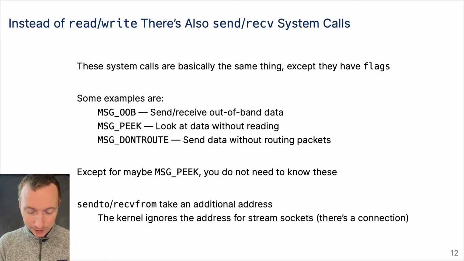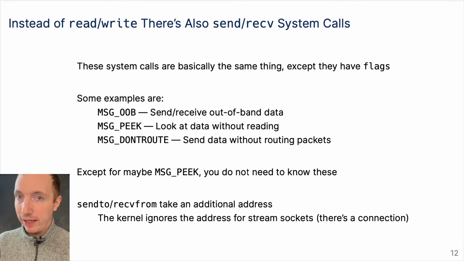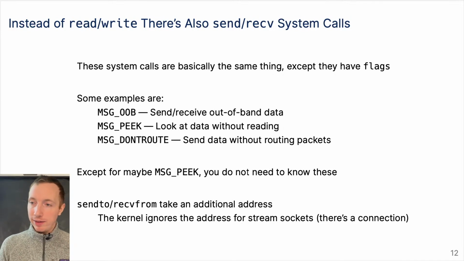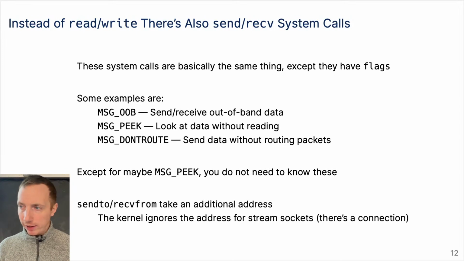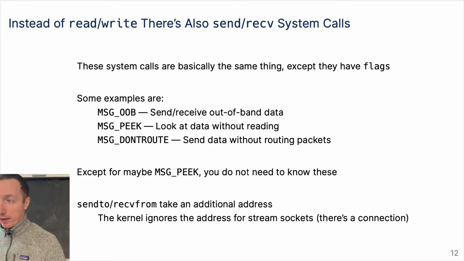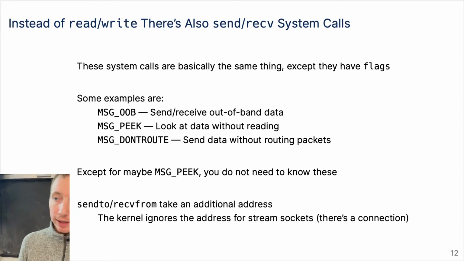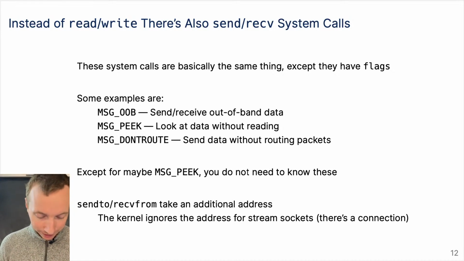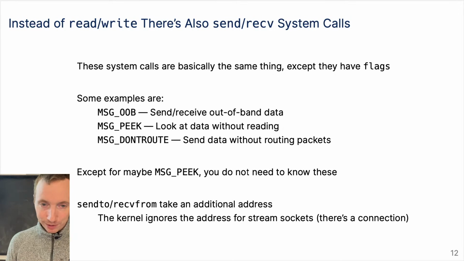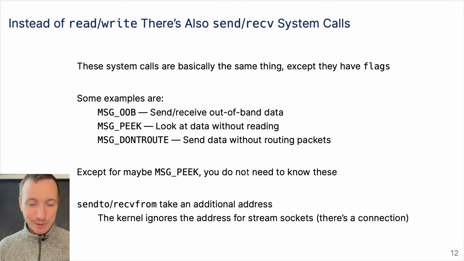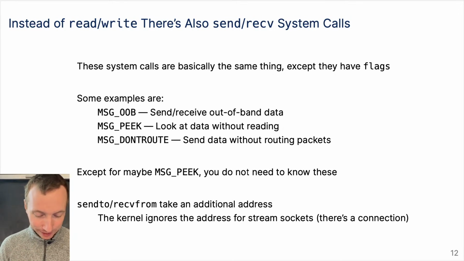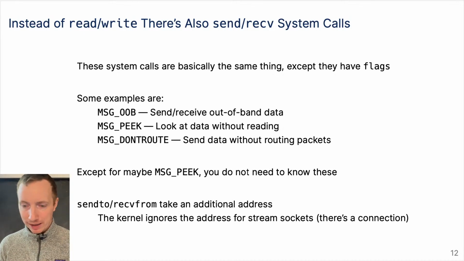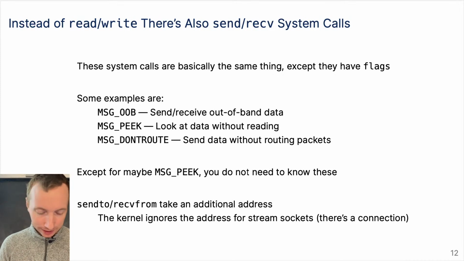You can also use MSG_PEEK, where you look at the data without advancing the read pointer. You just take a peek and don't modify anything in the buffers, so if anyone reads again, they start at the beginning and reread the data you peeked at. Then there's MSG_DONTROUTE, so you can send data without routing packets. Again, you won't know what that means until a networking course. You might use peek at some point, but generally you don't need to know these.